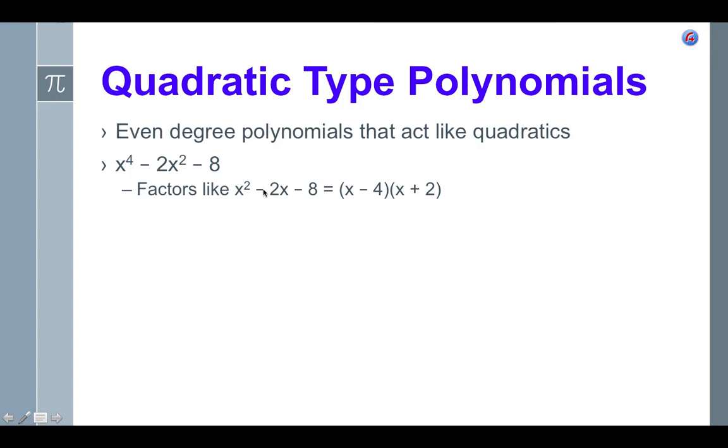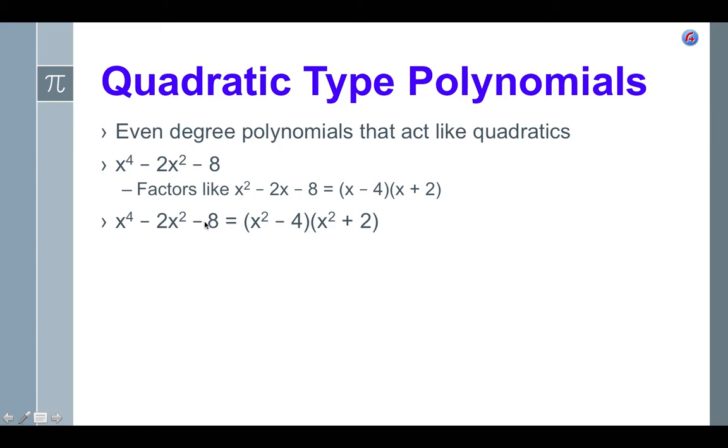So if we tried to factor that, we would say, okay, what two numbers multiply together to get negative 8 that will add together to get negative 2? And we know that to be minus 4 and positive 2. So we would factor it to x minus 4 and x plus 2. But that's the quadratic. So this is x to the fourth minus 2x squared minus 8, but it pretends to be a quadratic, so it kind of acts like a quadratic. So we can factor it in the same manner.